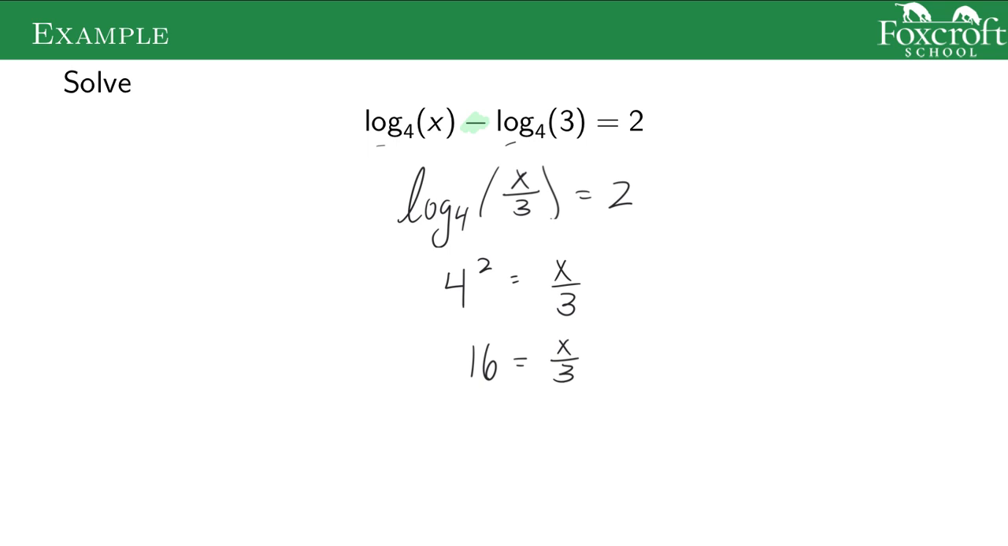Now to get x by itself, I just have to get rid of that 3. I'm multiplying both sides by 3, and I get x all by itself, and 16 times 3 is 48. Again, because I start with a log equation, I make sure it works, and 48 works in the log, so that's good. My answer here is 48.